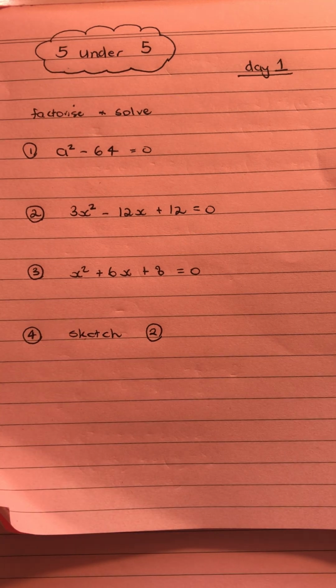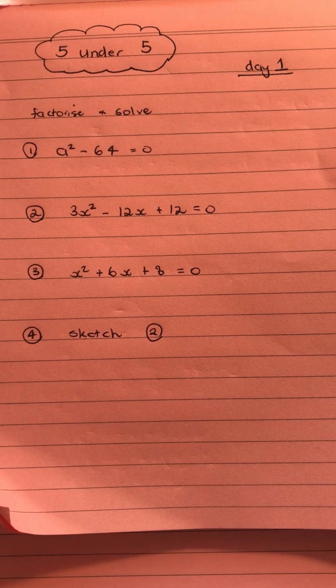Today I'm having a look at a new series called 5 Under 5, which is for all things quadratics. So we're going to look at factorising, solving and sketching, our 3 skills we need to be able to do. So your aim is to try and get these done in under 5 minutes. So pause the video, have a go, time yourself and then check your solutions.